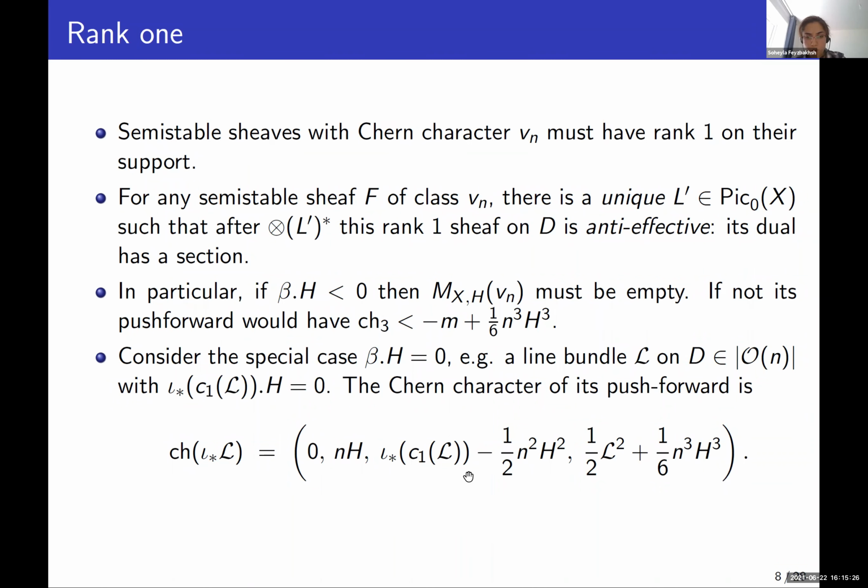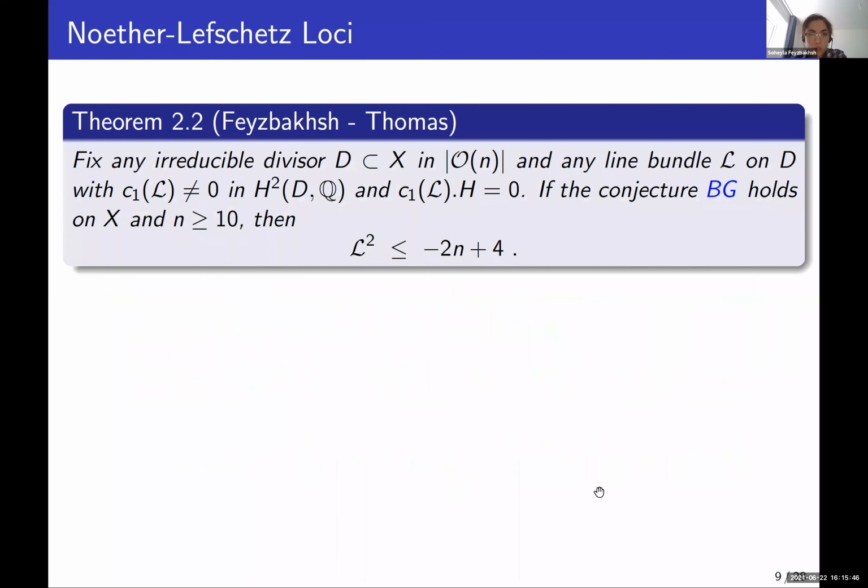And for the case that beta H is equal to zero, if L square is large enough, we can apply a similar Weierstrass argument as we did for the class Vn. So we could show that for any irreducible divisor D in the linear system NH and any line bundle L on D, such that C1 of L is not equal to zero in rational cohomology and L dot H is equal to zero, then for N large enough, L square must be less than or equal to minus 2N plus 4.